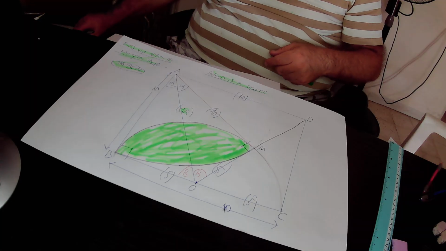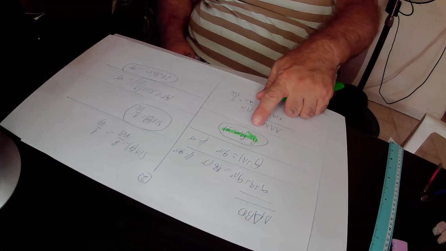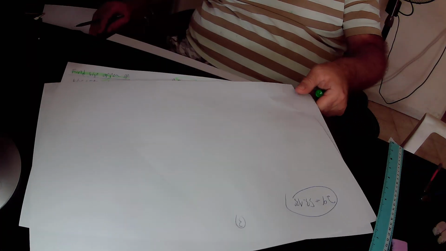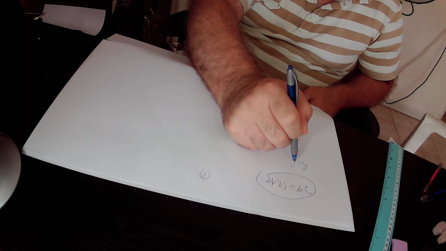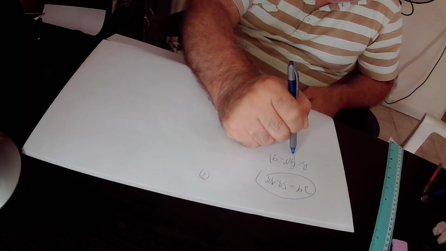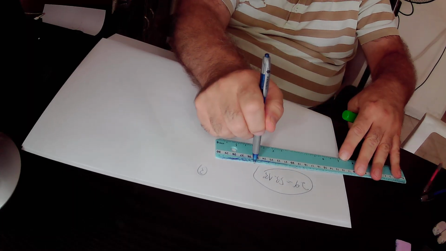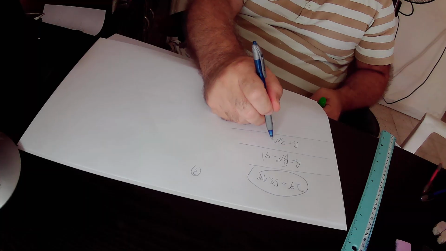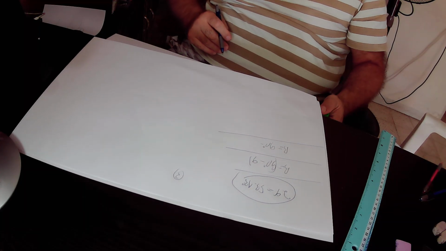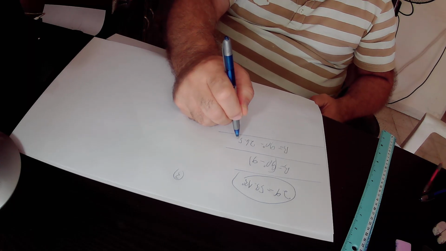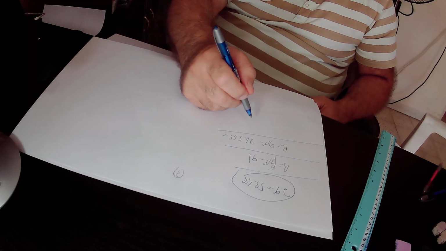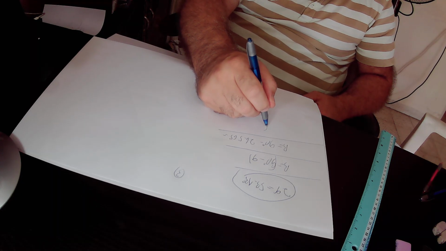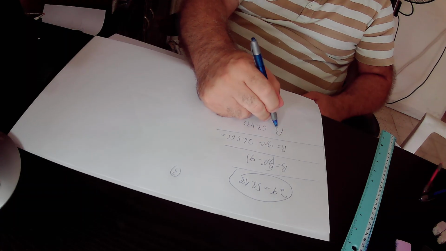We have already found out that beta equals 90 degrees minus alpha, and alpha is 26.565 degrees. 90 degrees minus 26.565 degrees is equal to 63.435 degrees. So angle beta equals 63.435 degrees in its size.